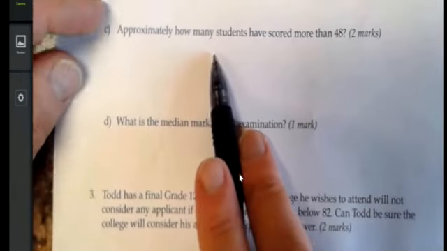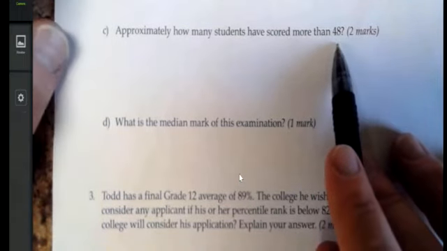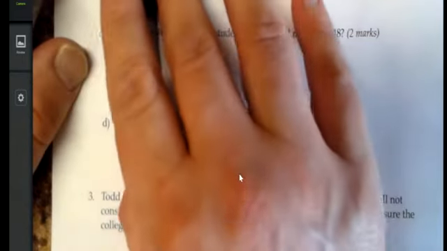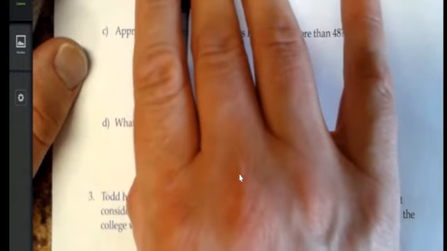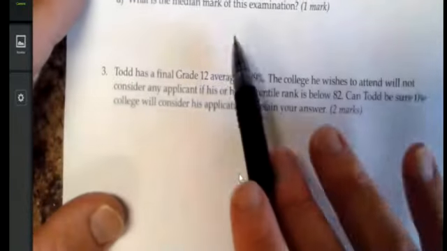Okay? Approximately how many students have scored more than 48? More than 48? That's here. So 25% scored 48, so all the rest are higher, so that would be 75% of them. Okay? So you take the total number of students, 3,000 times 0.75, right? Median mark, well, P50, 62.